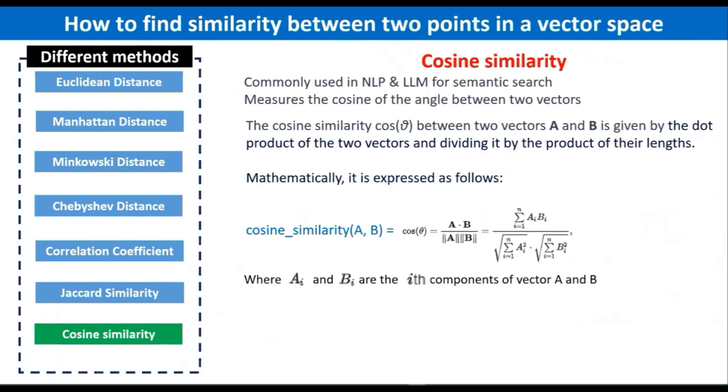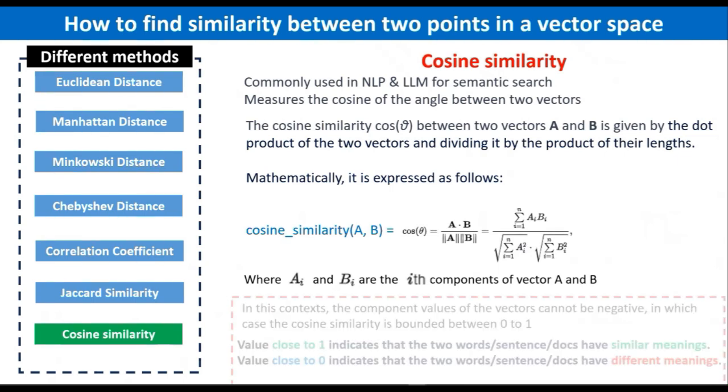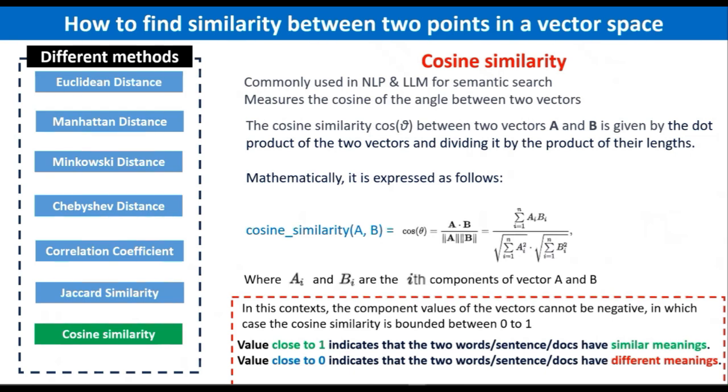Cosine similarity measures the cosine of the angle between two vectors. So this is the formula, how it is derived mathematically. And then a value close to 1 indicates that the two words, sentences, or documents have similar meanings. Values close to 0 indicate that the two words, sentences, or docs have different meanings.